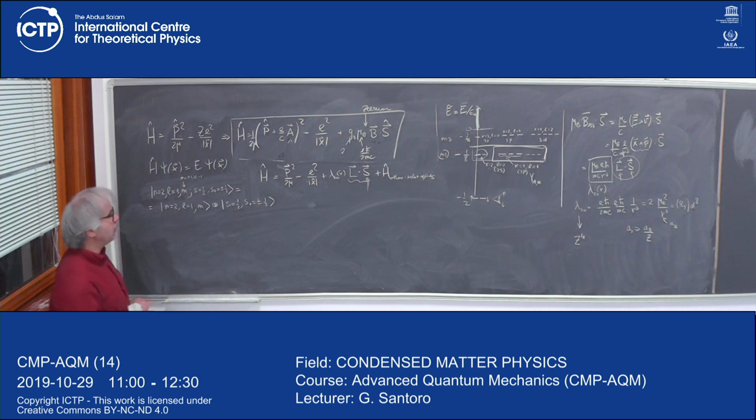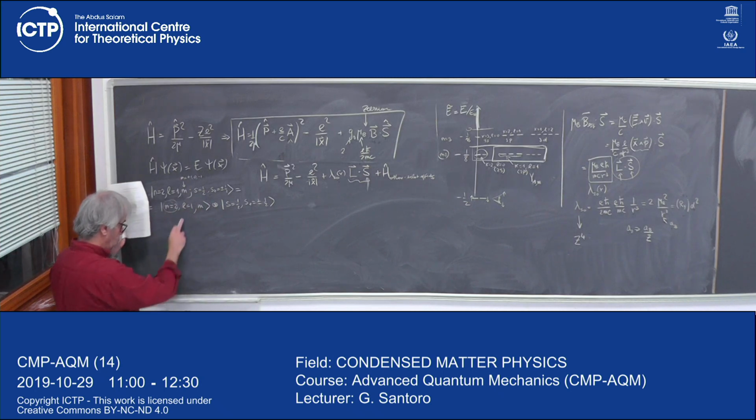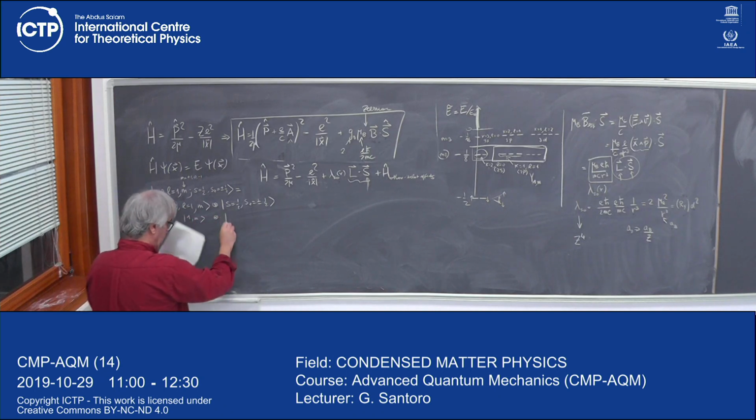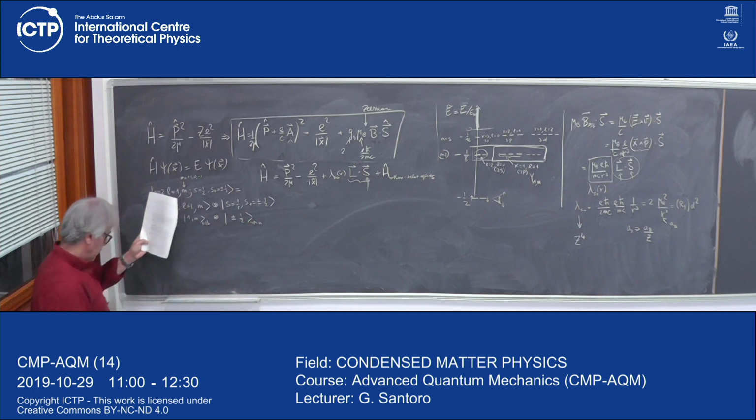Now, allow me to further simplify the notation. Too many things. So this object here, forgetting about n equal 2, I will denote as 1, m. And this object here, forgetting about the 1/2, I will denote as plus or minus 1/2. So this is the orbital part, and this is the spin part.